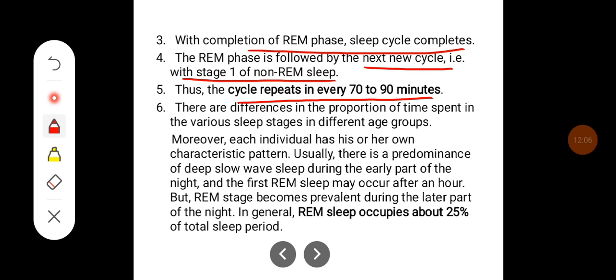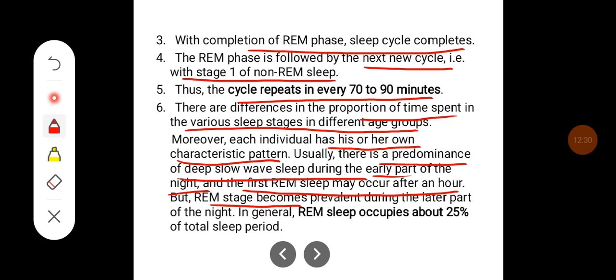There are differences in the proportion of time spent in various sleep stages in different age groups. Moreover, each individual has his or her own characteristic pattern. Usually, there is a predominance of deep slow wave sleep during the early part of the night, and the first REM sleep may occur after an hour. But the REM stage becomes prevalent during the later part of the night. In general, REM sleep occupies about 25% of the total sleep period.